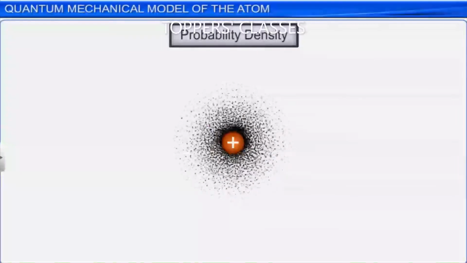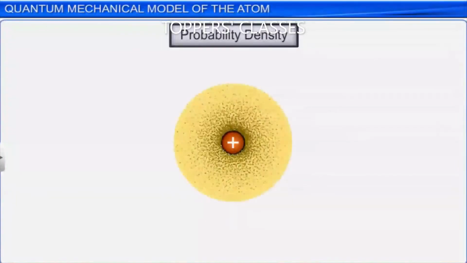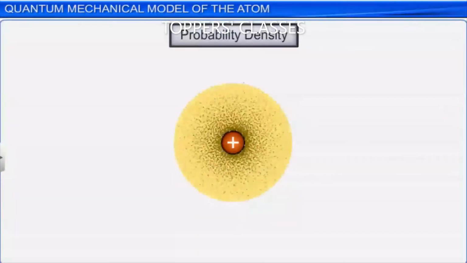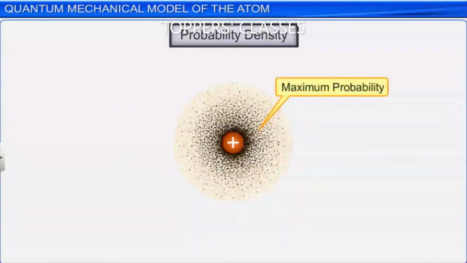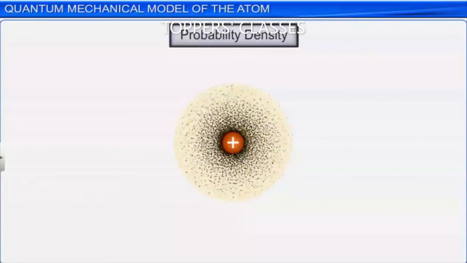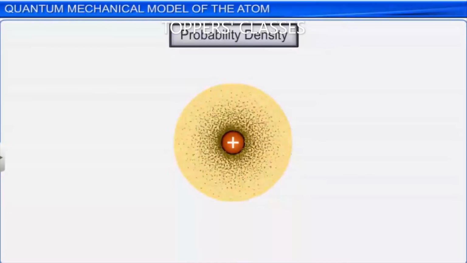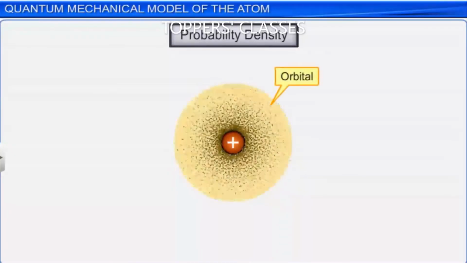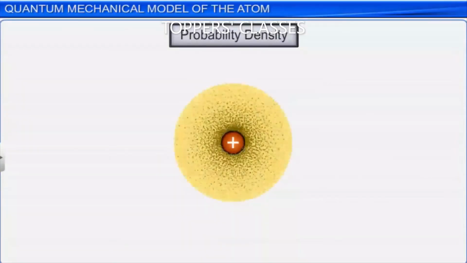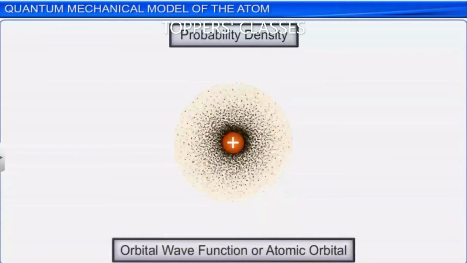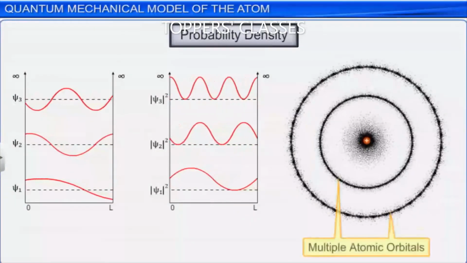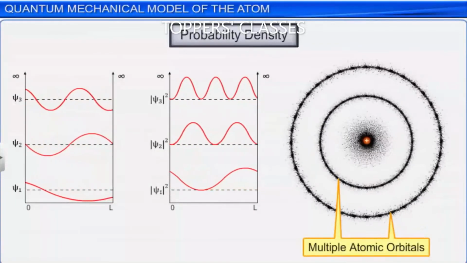By finding the probability density at different points in an atom, one can predict the region of space around the nucleus, within which the probability of finding the electron is the maximum. This three-dimensional space around the nucleus, where the probability of finding the electron is maximum, is called orbital. This is why the wave function for an electron in an atom is also called orbital wave function or atomic orbital. An electron can have multiple wave functions and therefore multiple atomic orbitals.